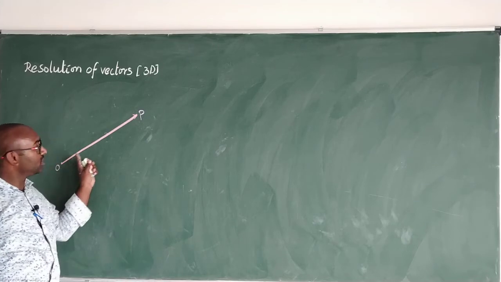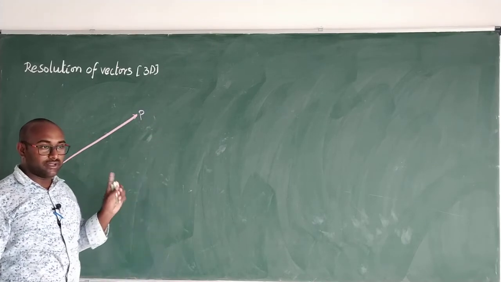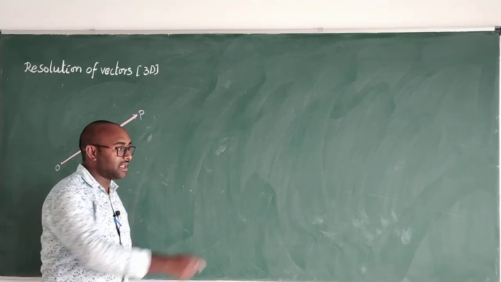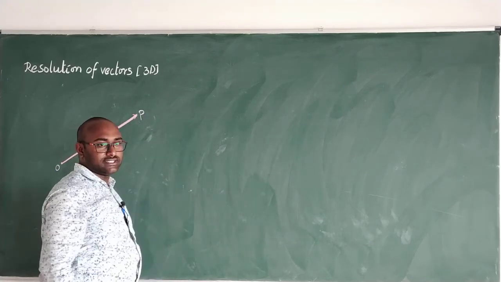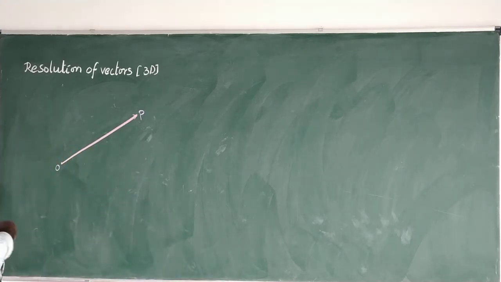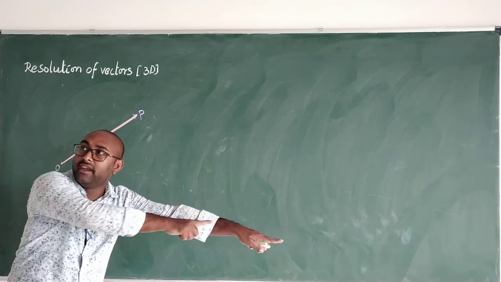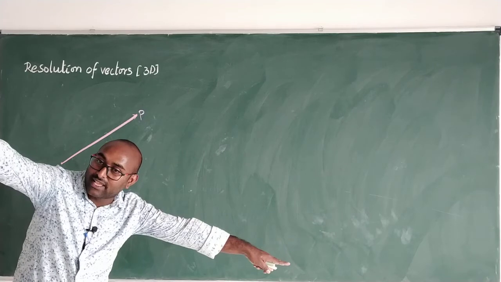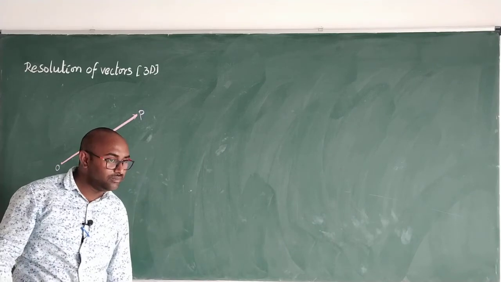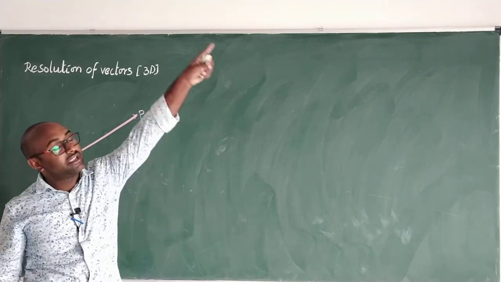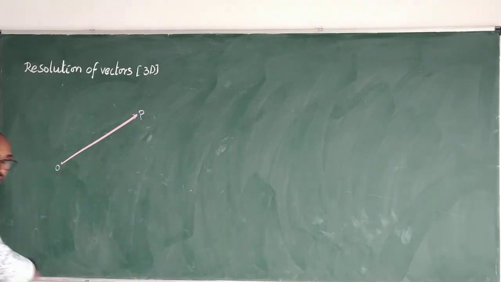So that vector is OP. For that, this edge I am taking as the x-axis, this edge as the y-axis, and this edge as the z-axis. The vector starts at that corner and reaches another corner of the classroom. Clear? Okay.